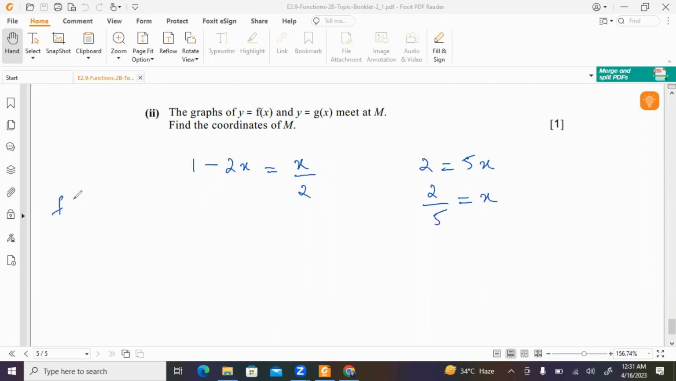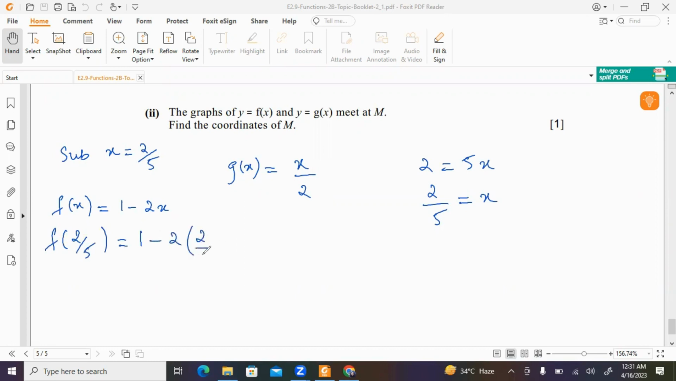So if we use f of x, we have to substitute x equals to 2 by 5. If we put it over here, that's going to be 1 minus 2 times 2 by 5, which is 1 minus 4 by 5, which is 1 by 5.